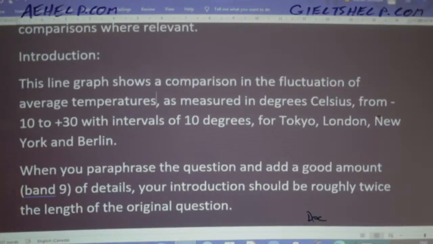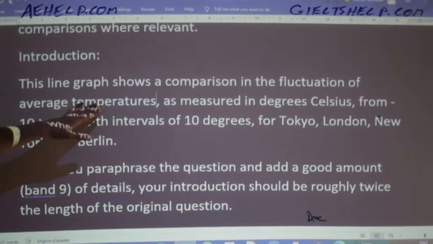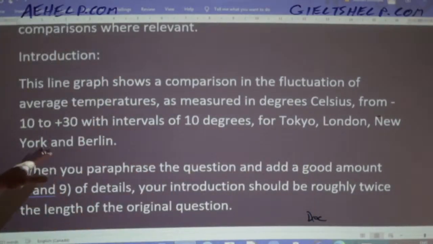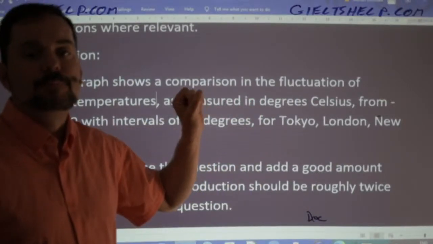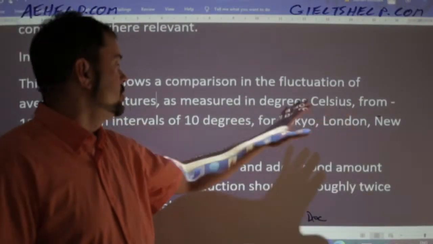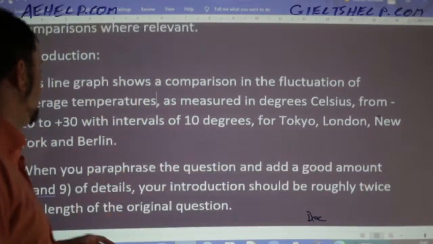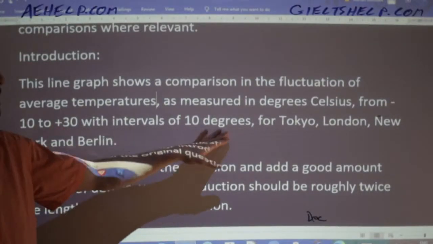All right. I can see that everybody else is also working hard on their paraphrasing, which is good. And notice what I'm doing. So I wrote my original paraphrase, which was: this line graph shows a comparison in the fluctuation of average temperatures as measured in degrees Celsius for Tokyo, London, New York, and Berlin. And now I'm thinking about how I can add in the information from the X and Y axes, okay? So you can usually do that by using commas. So here, as measured in degrees Celsius, and now I'm adding in information by putting a comma here, from negative 10 or minus 10 to plus 30 degrees with intervals of 10 degrees, okay?